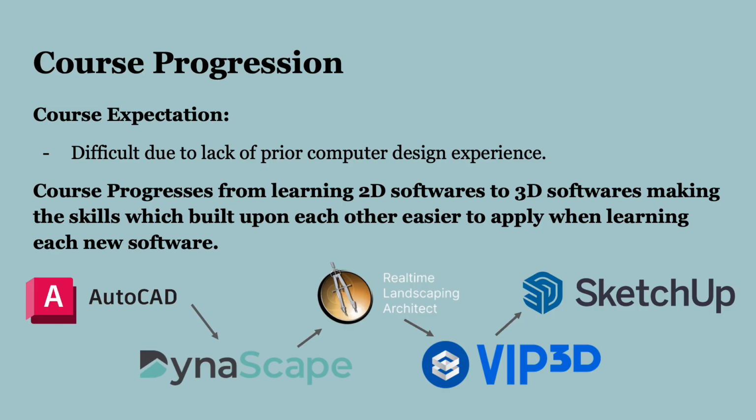However, the progression of softwares learned throughout HORT 120, going from 2D designing in the beginning, using softwares AutoCAD and Dynascape, to incorporating some 3D aspects within Real-Time Landscaping Architect and VIP 3D, to finally SketchUp, which allows a user to design in a 3D format only. This easy to follow along setup of softwares allowed me to take the skills I learned from the previous one and apply them to each additional software, and helped me grasp a better understanding of how each one worked at the end.